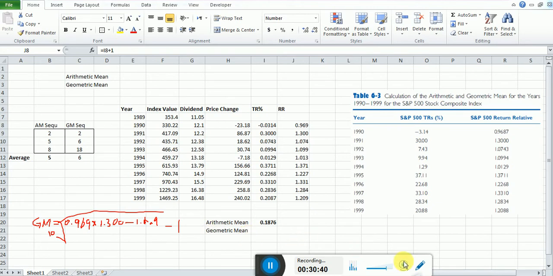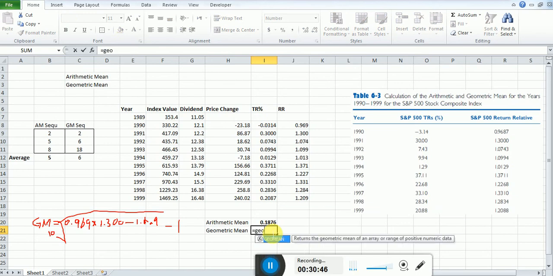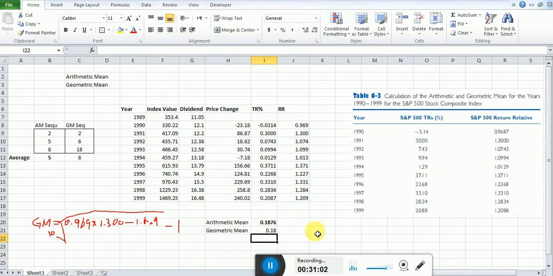Now dear students, I'm just using the same function here in Excel. So geometric mean, and take all the return relative values here as we have done, but you have to minus 1 from it. Look, you have to take the geometric mean and then minus 1. So the answer is coming 0.18, or you can say 18%. What does 0.18 mean? Dear students, this means the average rate of return we have here.